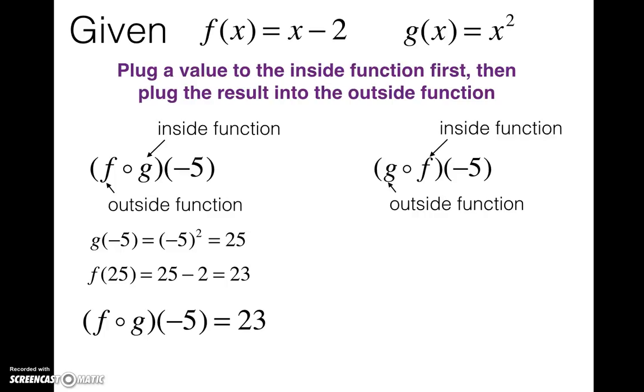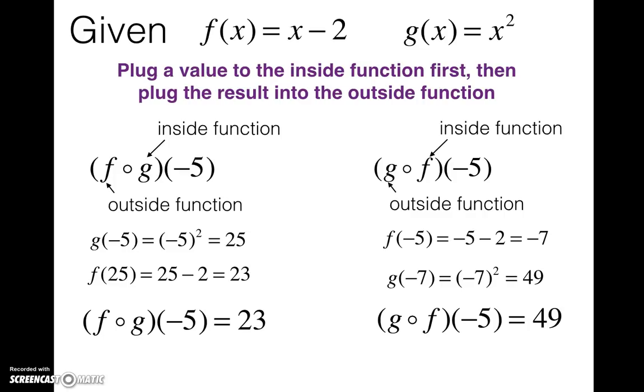In this example we have g of f of negative 5, so that means f is the inside function this time and g is the outside function. So you take the negative 5 and you plug it into the f function first, so negative 5 minus 2 is equal to negative 7. You take that negative 7 and you plug it into the g function, which is x squared. So negative 7 squared is equal to 49. So g of f of negative 5 is equal to 49.